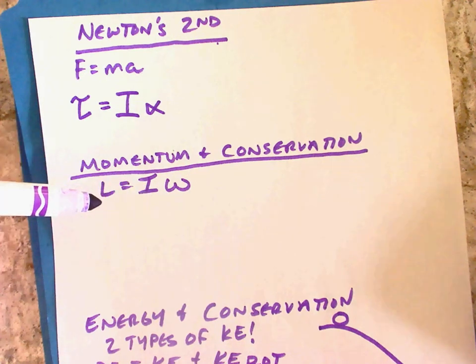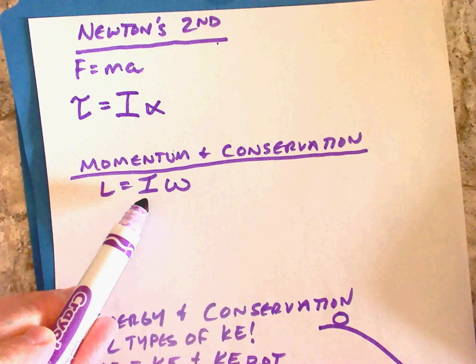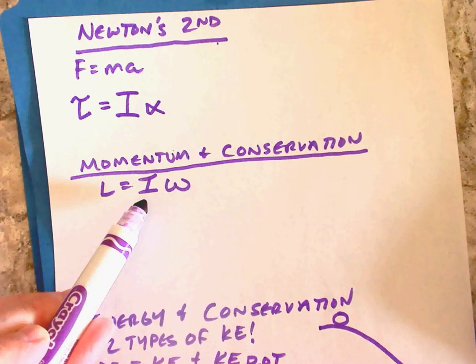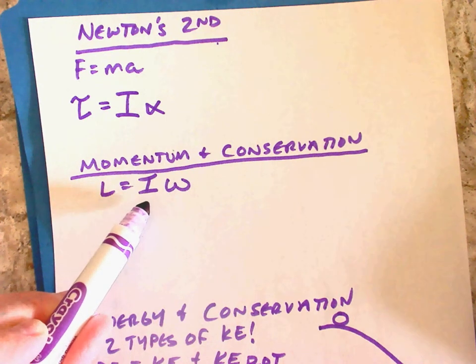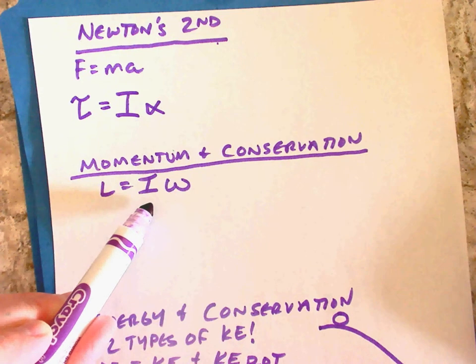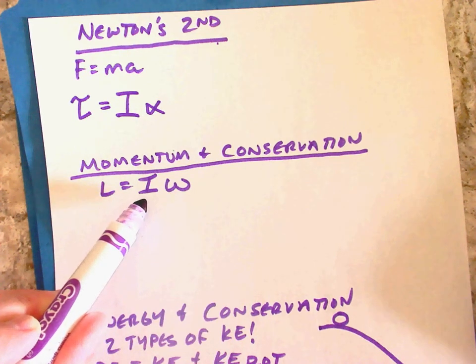Be careful with those I values because that'll change based on what the object is. So you might be looking at a ring where you'd have mr squared here. You might be looking at a sphere where you'd have 2/5 mr squared to plug in. And so that changed things a little bit. I put conservation on there too.